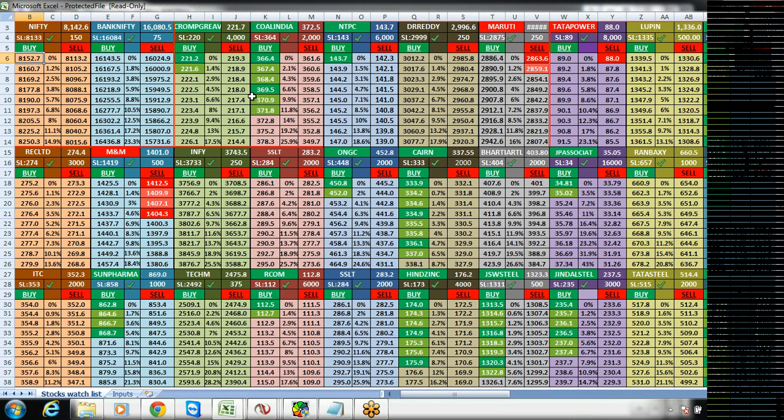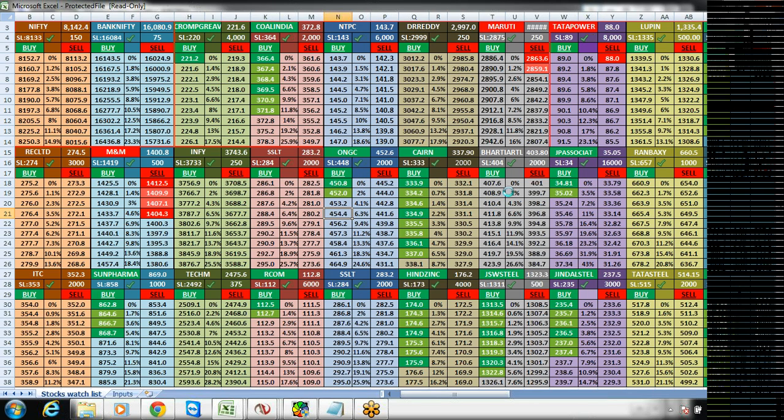So today's calls: Crompton Greaves, COALINDIA, NTPC, we have a buy. Dr. Reddy, we don't have a call. Maruti, we have a sell. TATAPOWER, we have a sell. Lupin, we don't have a call. SIEMENS has already done its targets. REC, we had a sell call. M&M, it's at intermediate target. INFY, we don't have a call still. SSLT also. ONGC made its intermediate target.